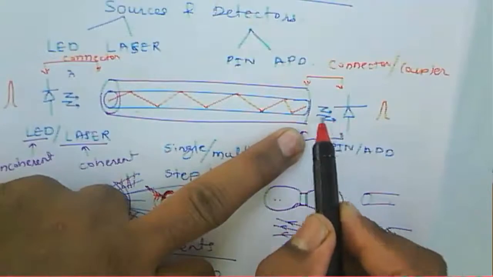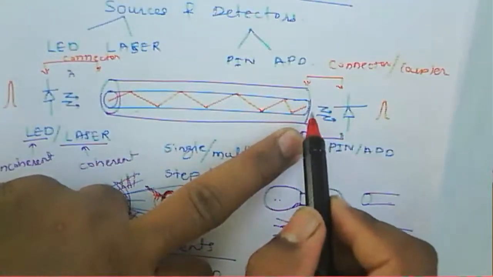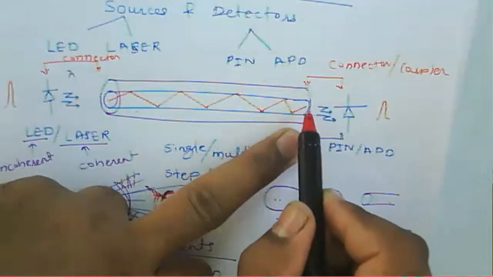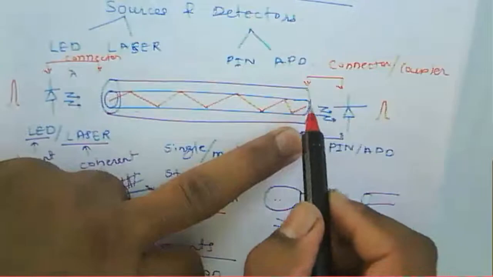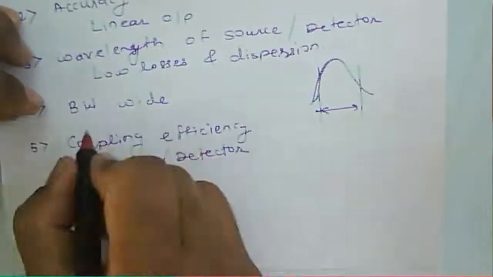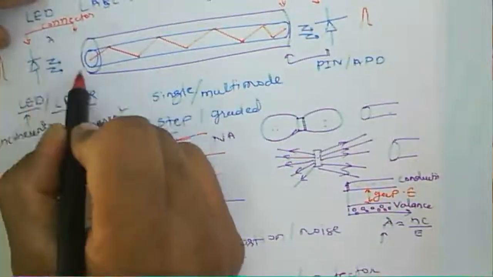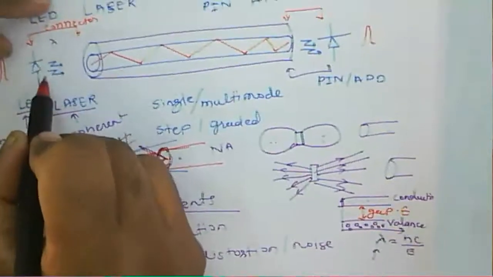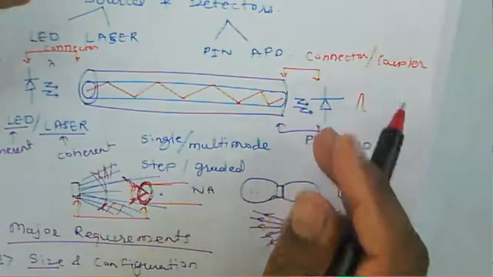So now if we keep the detector nearer to the source, sorry, nearer to the fiber core, so that all the power can be coupled from the fiber core to the detector. So that's why the coupling efficiency of a source and a detector is important, so that the losses due to the coupling at the source, or at the detector, are minimized.